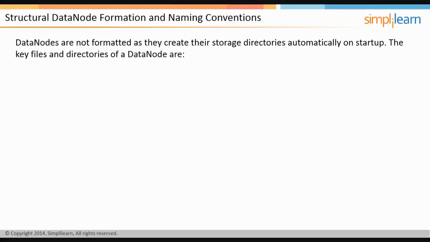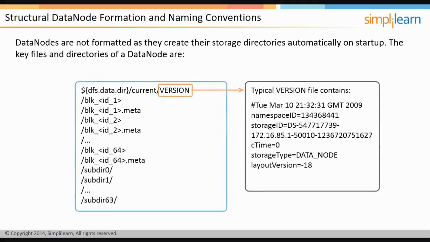Datanodes do not have to be formatted, as they create their storage directories automatically on startup. The key files and directories of a Datanode are shown in the example given on the screen. A Datanode's version file is similar to the Namenode's file. Example of a Datanode version file is shown on the screen. Let us learn about the file system image in the following screen.